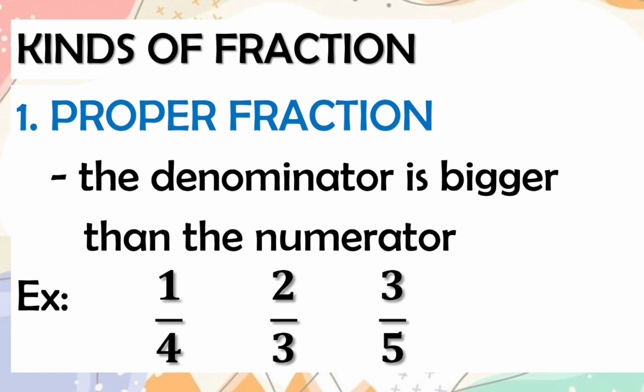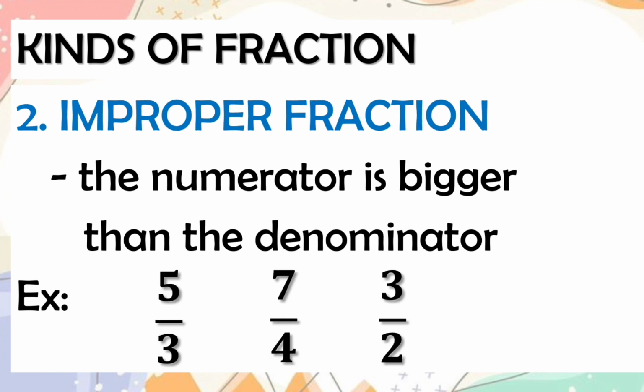Let us review the different kinds of fraction. There are 3 kinds of fraction. First is the proper fraction. When we say proper fraction, the denominator is bigger than the numerator. For example, 1/4, 2/3, and 3/5. So dito makikita ninyo na yung denominator o yung number sa baba ng fraction bar ay mas malaki kesa sa ating numerator. So kapag ganyan ang case ng fraction, that is what we call a proper fraction.